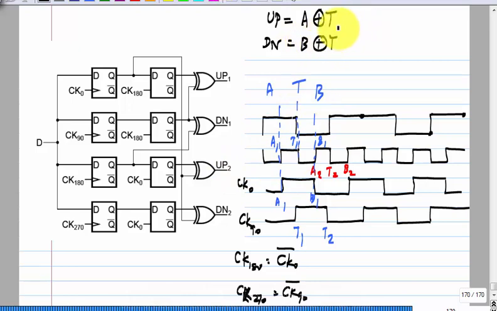Anyway, I also have to work it out every time. I can't remember these things. So up and down are like this. Now, like I said, this is clock 0. On the rising edge of clock 0, we get A1, right? This is some A1 for some detection. Then, assuming that this clock 90 is assumed to lag clock 0, right? Clock 90 lags clock 0 by 90 degrees.